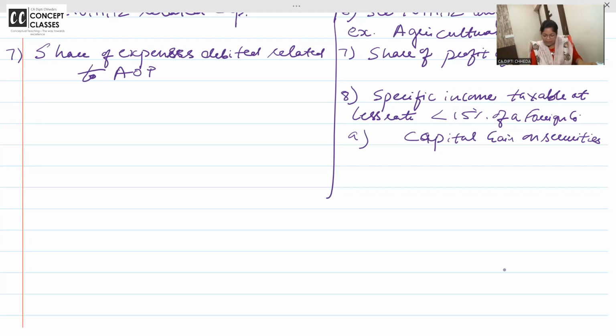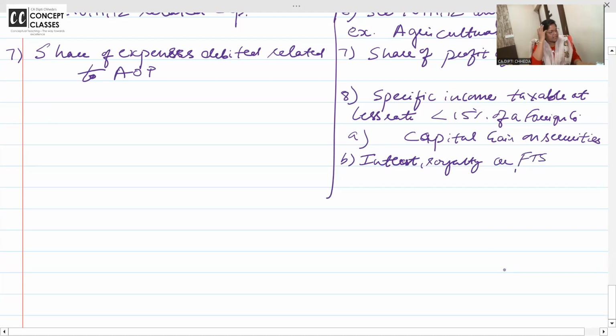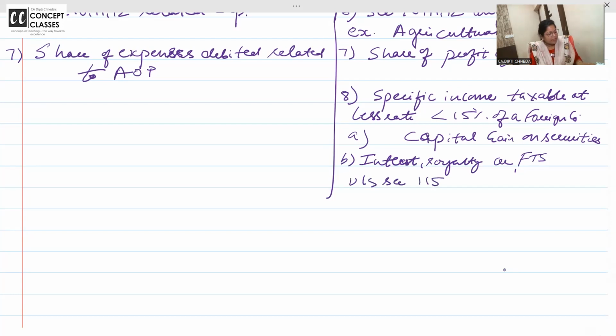So one is capital gain, another is interest, royalty or fees for technical service, I am writing it as FTS, under section 115A to 115BB. If you remember the sections, fine, otherwise no problem. But if a foreign company is having some income which is promised to be taxed at lesser rate, you cannot charge MAT. So remove that income.